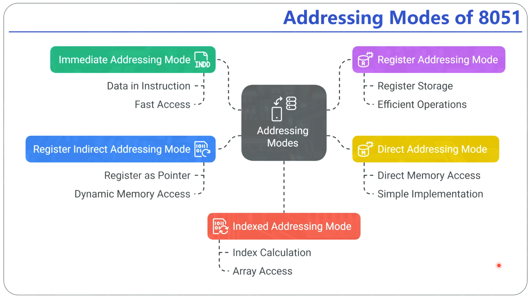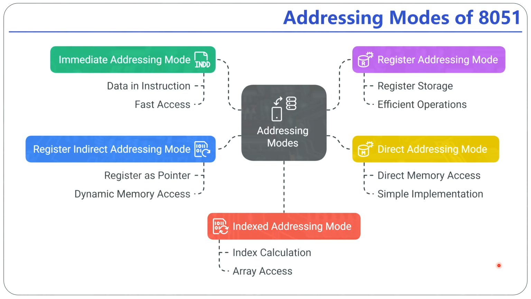Next, register addressing mode. In this case, the data is stored inside registers like R0, R1, etc. Since registers are inside the CPU, access is very fast and efficient. For example, MOV A, R1, right?